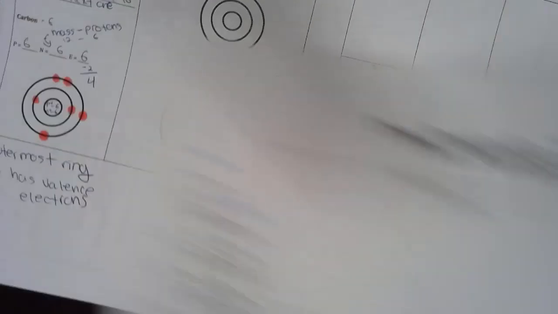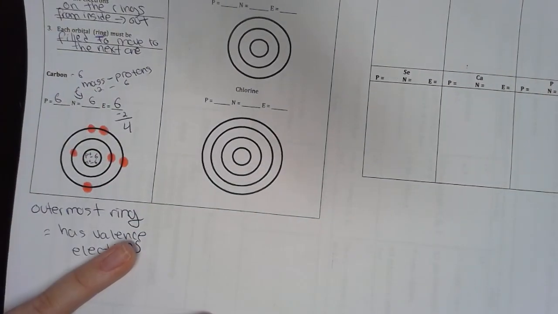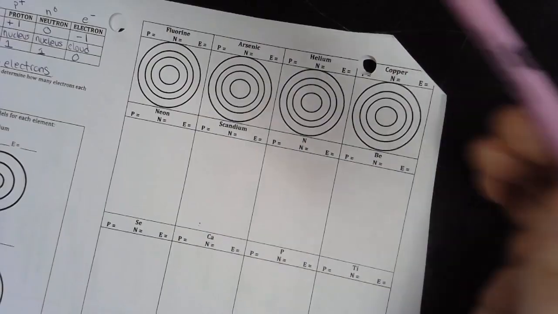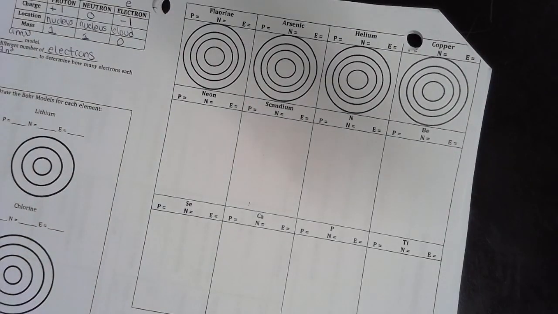If I look at my model, I can check myself. 1, 2, 3, 4. There are 4 valence electrons. I did it correctly. Your job is going to be to finish this. And then also, you are going to be doing all of these. So have fun and get started.